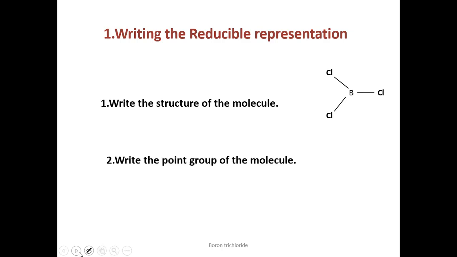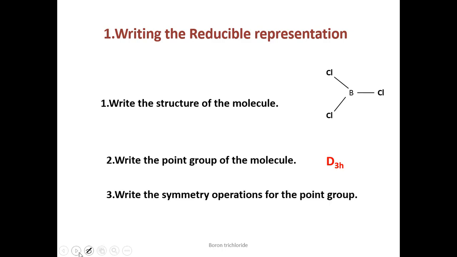Next, we are going to write the point group of the molecule. Since this is a planar triangular molecule, the point group is D3h. And we have to write the symmetry operations present in the D3h, namely E, C3, C2, sigma h, S3 and sigma v. There are 6 types of operations, about which you will see in greater detail later.